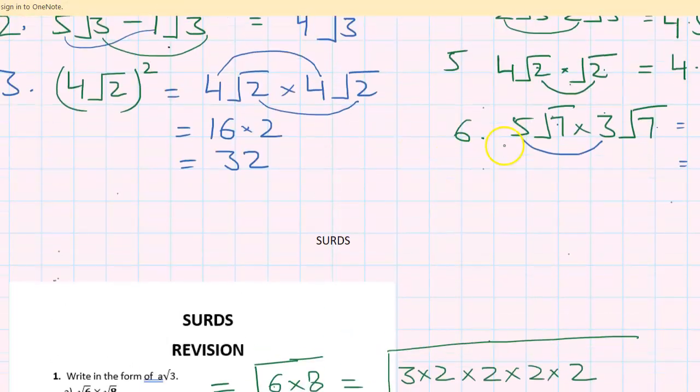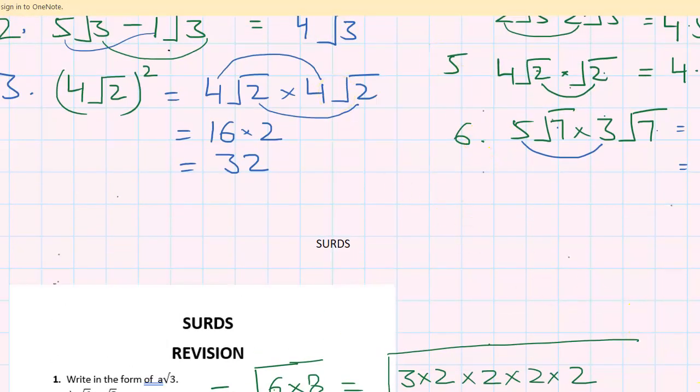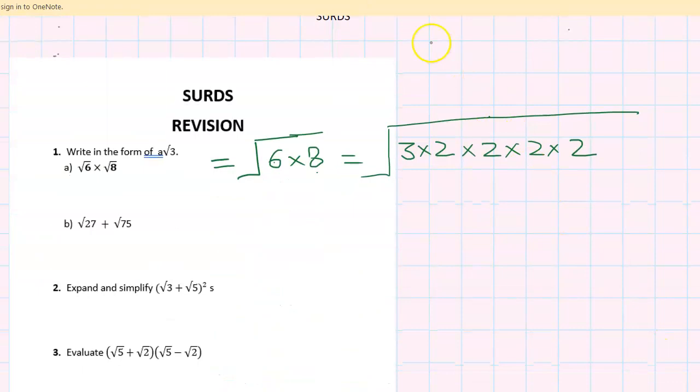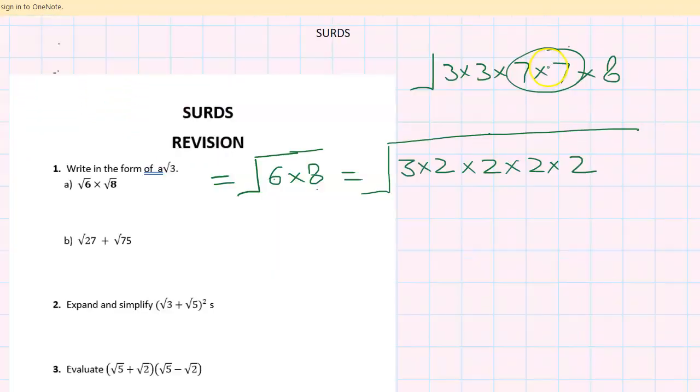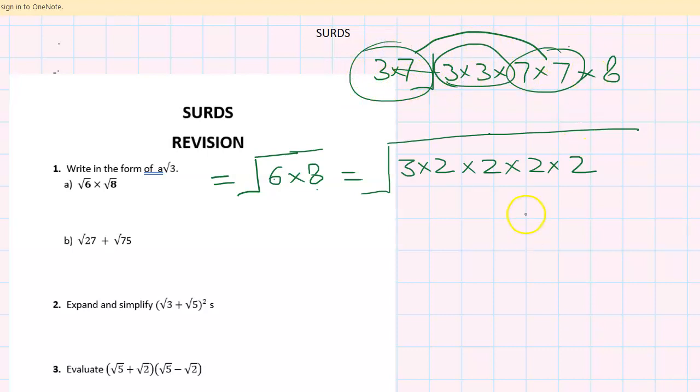Now we can take out anything which is in terms of a pair. For example, if I have 3 multiply 3 multiply 7 multiply 7 multiply 8, these are pairs. So from the pair of 7s, one 7 will come out, and from the pair of 3s, one 3 will come out, and it will hold the same property of multiplication.